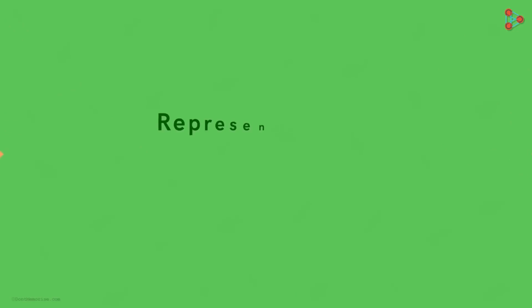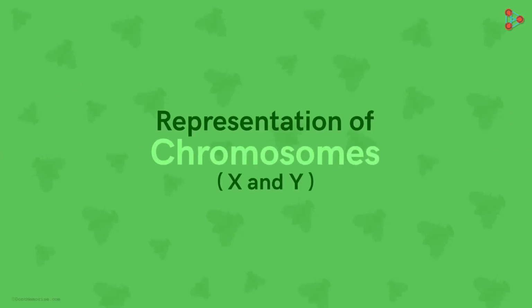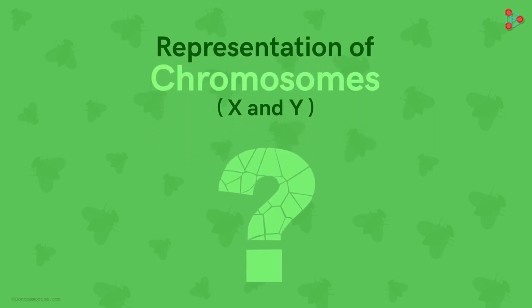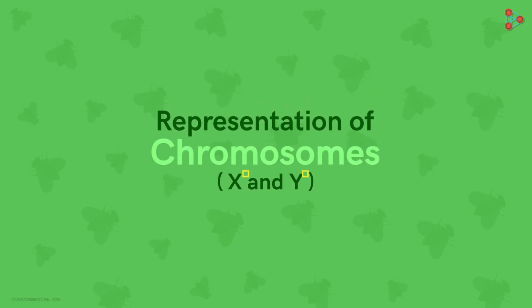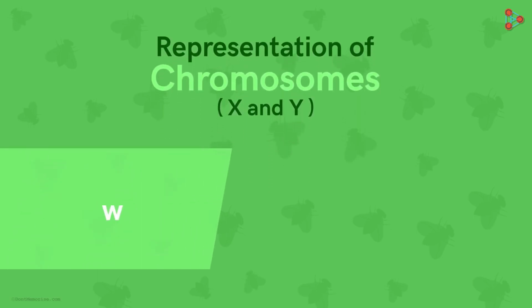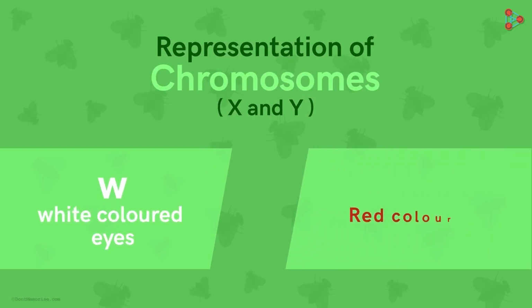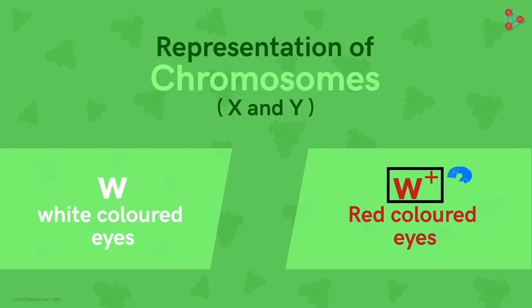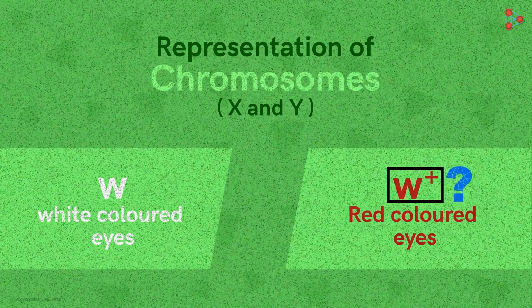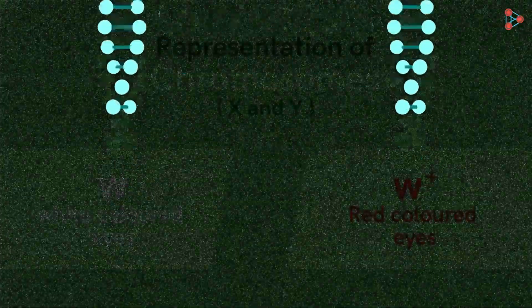To begin with, let's denote the chromosomes as X and Y for representation purposes. But if we use X and Y to represent the chromosomes, then how do we represent the genes on these chromosomes? For that, we will write additional letters in superscript. So let's say we write the letter w in lowercase to represent the genes for white-colored eyes. The red-eyed phenotype will then be represented by the letter w in lowercase, having a plus sign after it. Do you think this representation is strange? Well, that's how it's usually done in genetics.